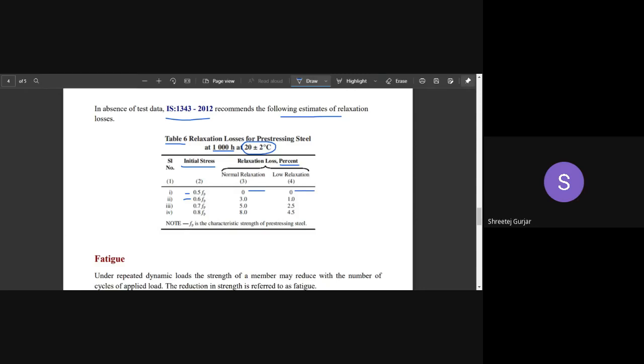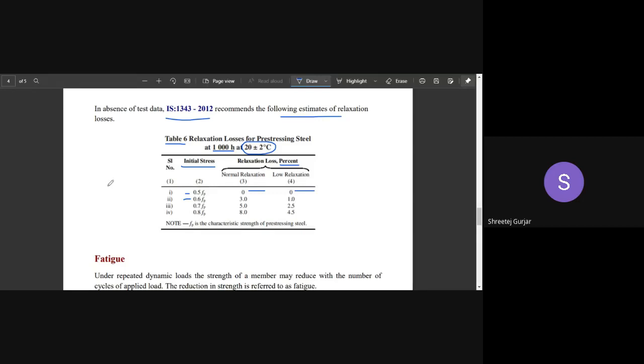As the initial pre-stress that we apply goes on increasing, the relaxation losses also go on increasing. What I mean by normal relaxation and low relaxation, I will explain in detail when we deal with the losses chapter, in our second module on losses in pre-stress.